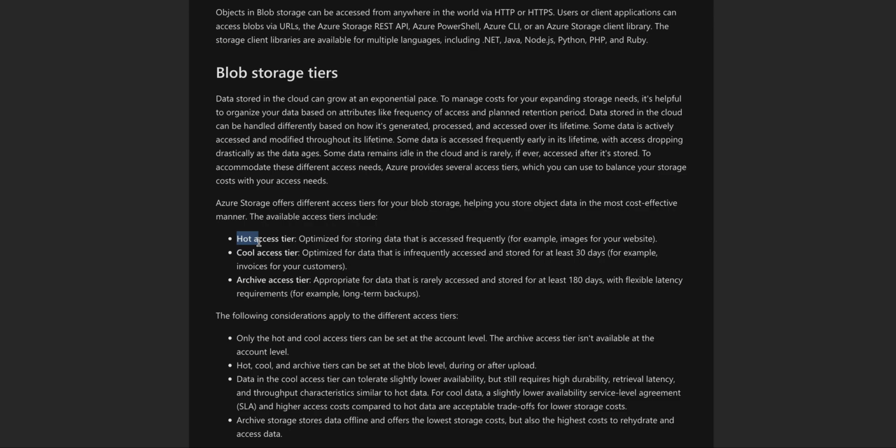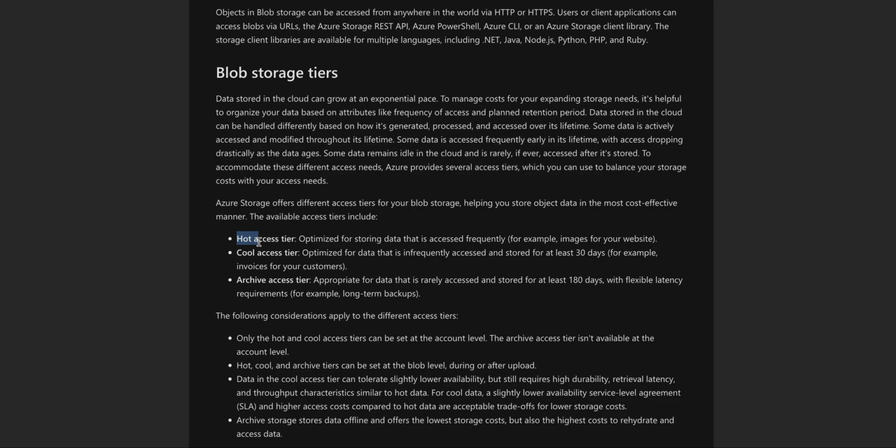And archive. So depending on how often you need to use the data, it is categorized, right? And the pricing also varies across the three different tiers.